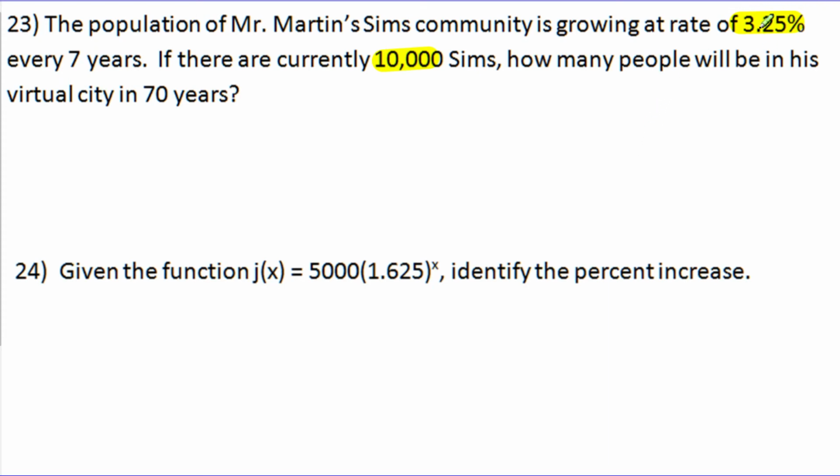And here's where it's important about this one. They're saying 3.25% is happening every 7 years. So we're only going to apply that increase on every 7th year. So when they're talking about 70 years, we're not going to plug in 70 for the value. We're going to plug in only 10 for the value, because 10 increases are going to happen in 70 years.